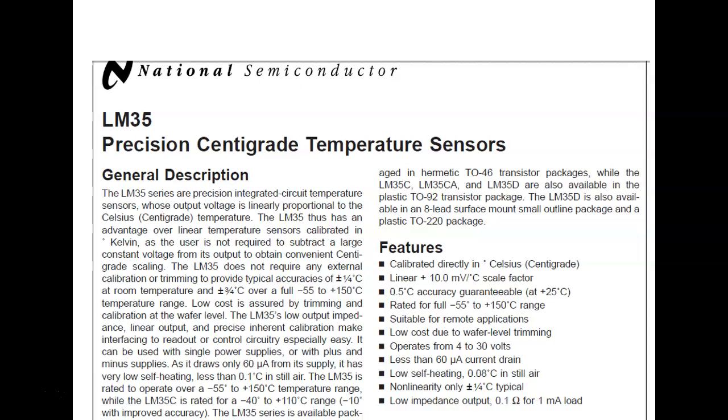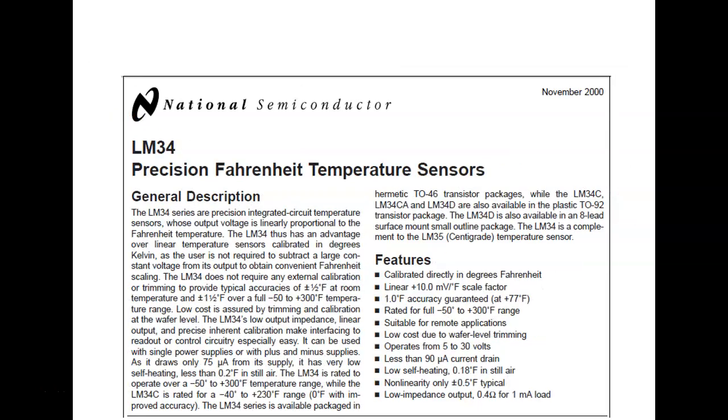You see these things used a lot, and these are LM34s. These are calibrated around the Fahrenheit scale. So this gives us 10 millivolts per degree Fahrenheit. And it's going to be within 1 degree at 77 degrees. These will go all the way up to 300 degrees Fahrenheit, which would be how many volts out for maximum? Yeah, not 30, probably 3.